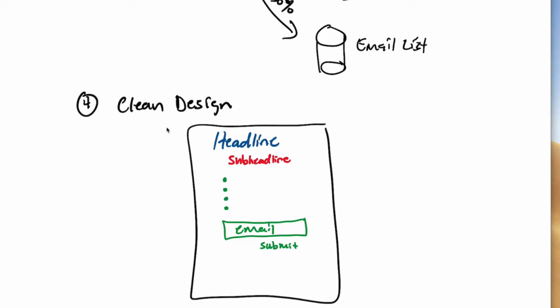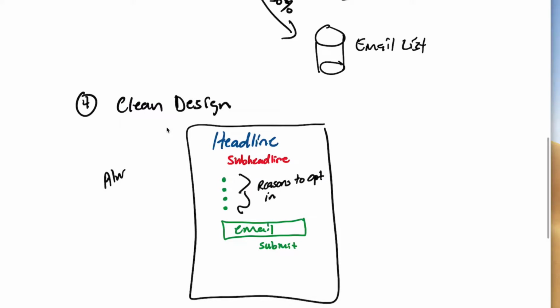And then usually it's going to have some bullet points. These bullet points right through here are usually reasons to opt in. So we're usually showing people reasons to opt in here. And then somewhere on this page, okay, always show your lead magnet.